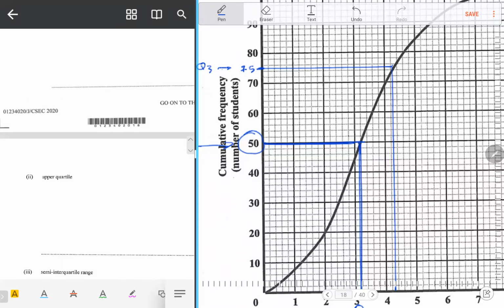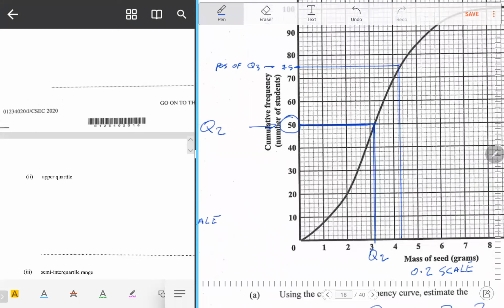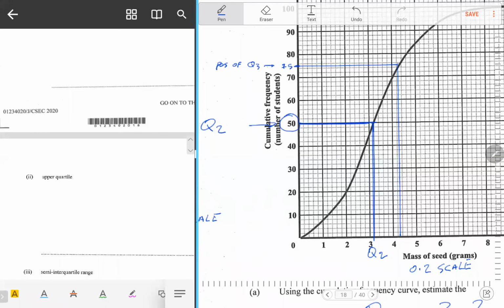And right in the middle there, don't it? So remember, we're going up by 0.2, right? So this is 4.2, that's 4.3. You agree with that? Yes, sir. 4.3. That is Q3, 4.3.